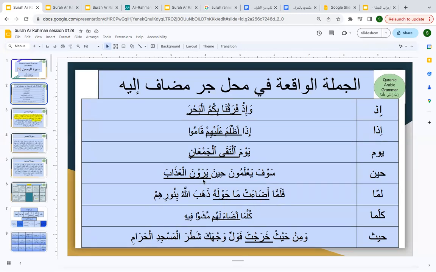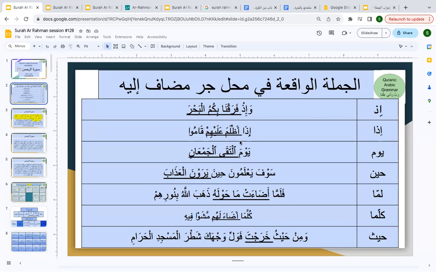For example, here hina yarawna al azaba, you will notice that hina is light. It can be seen with tanween too in Quran, and there are examples of that too. But when you see hina, which is light, followed by a whole sentence, jumla fi'liyya, you are going to label the jumla fi'liyya after hina as mudaf ilayhi.